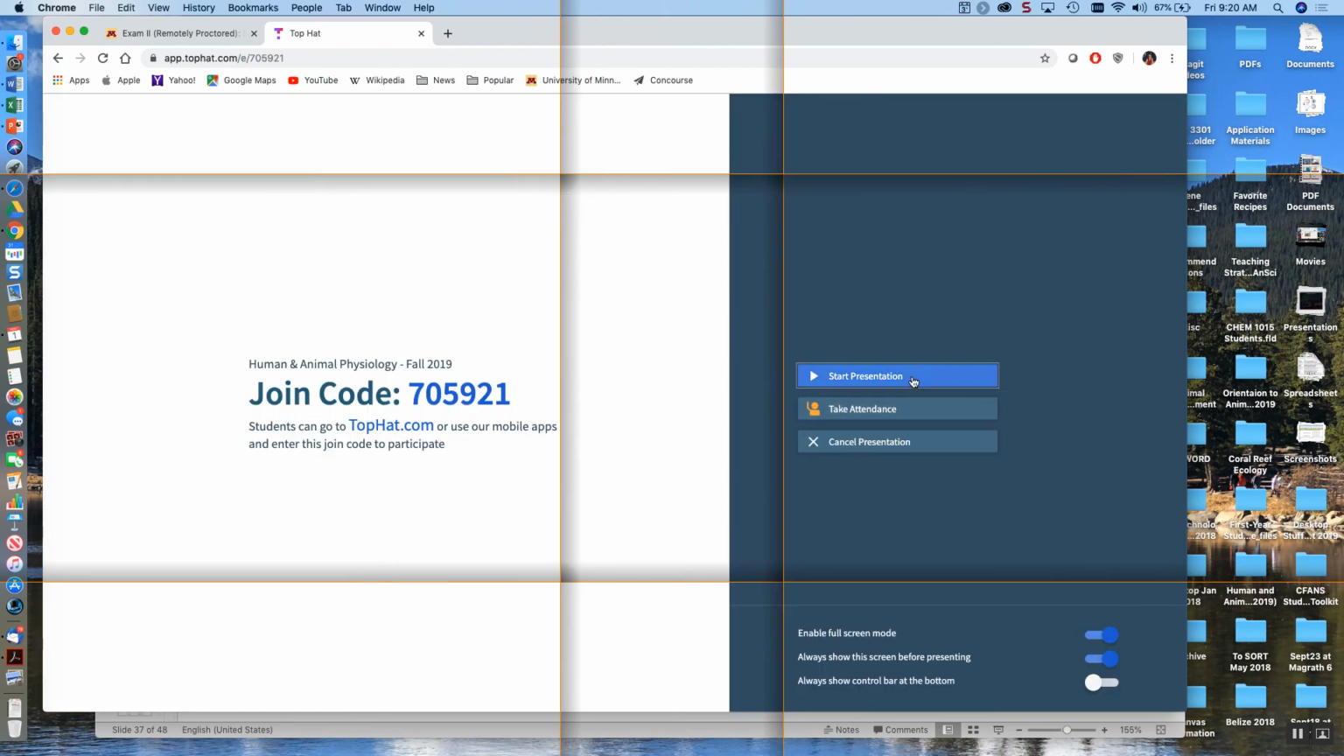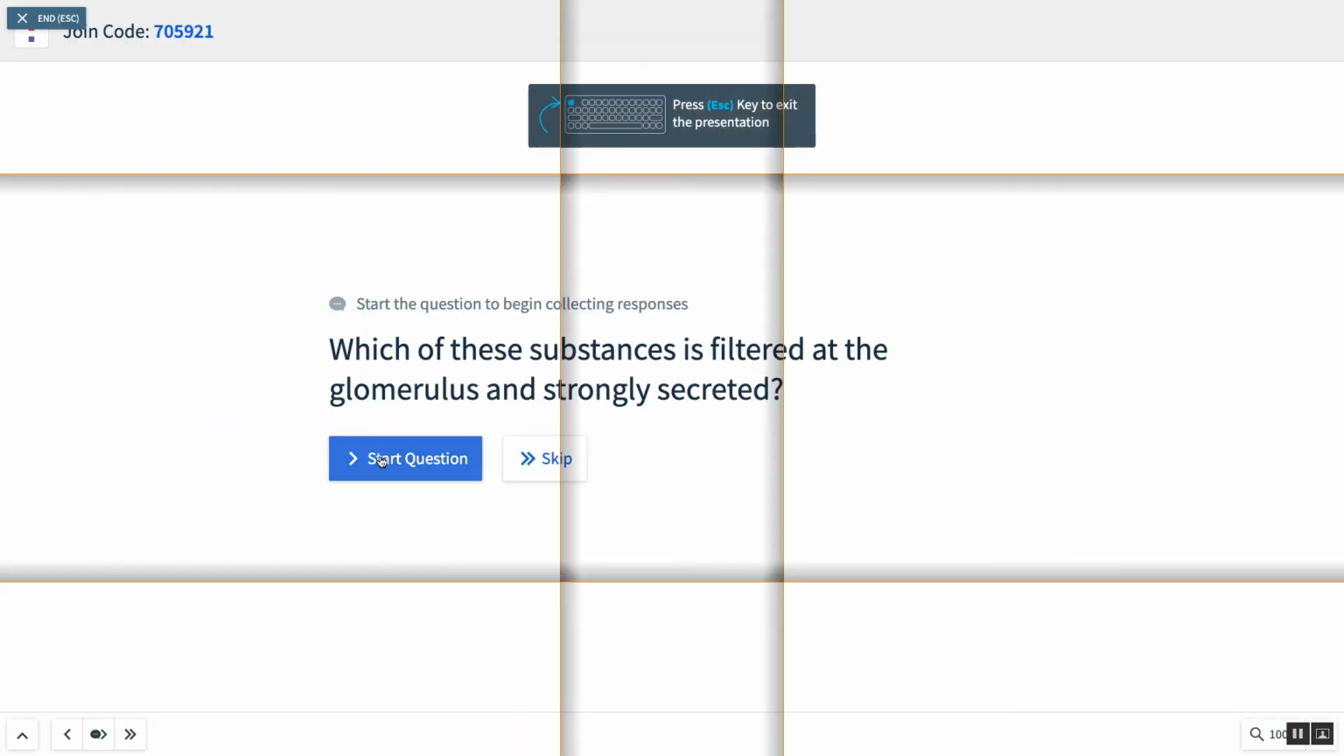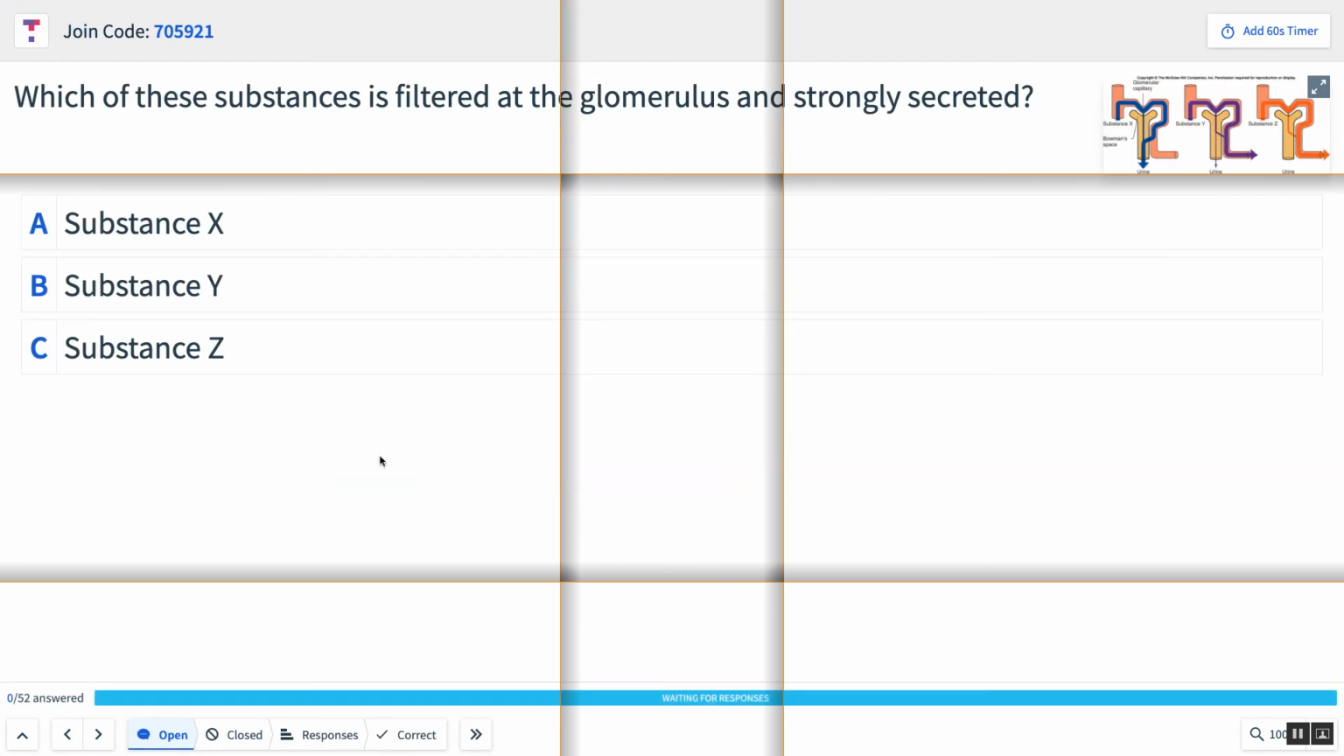So the question again is, looking at that figure, which of these substances is filtered at the glomerulus and strongly secreted? Is it the first one on the left, substance X? The middle one? The question is not showing. Oh, darn it. Okay, I still want to give you all points for today. So if you just write it down on a piece of paper and turn it in, I will give you points today.